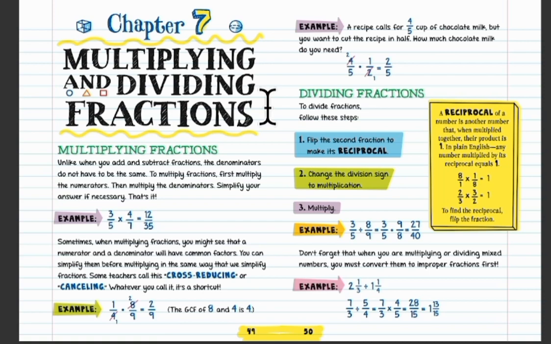Flip the second fraction to make it reciprocal. Change the division sign to multiplication. Multiply. Here's another example. And here it says, don't forget that when you are multiplying or dividing mixed numbers, you must convert them to improper fractions first.